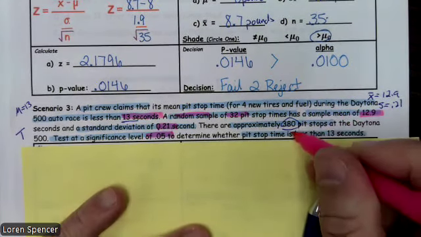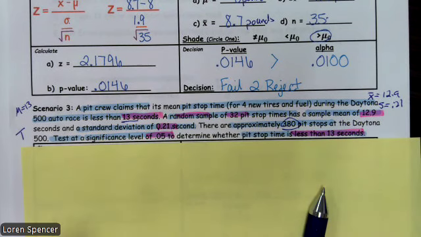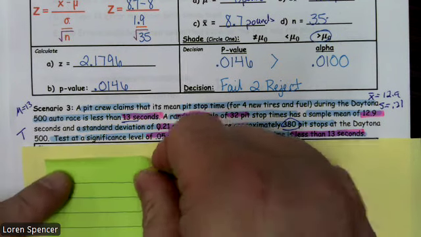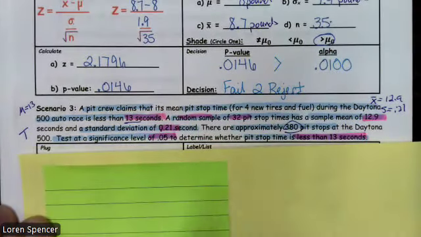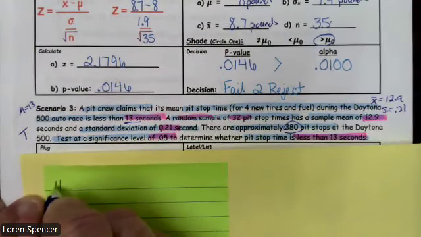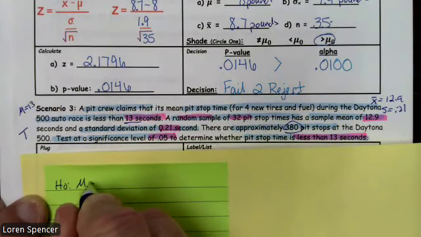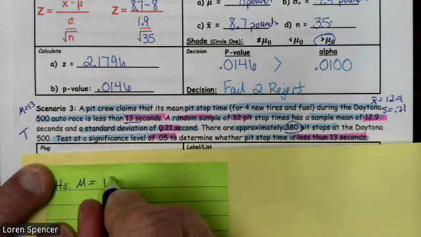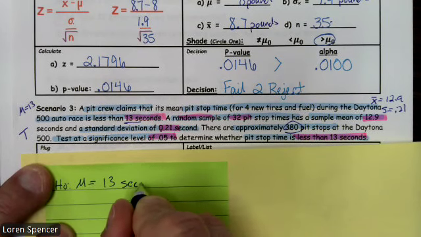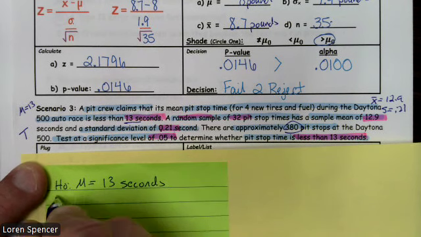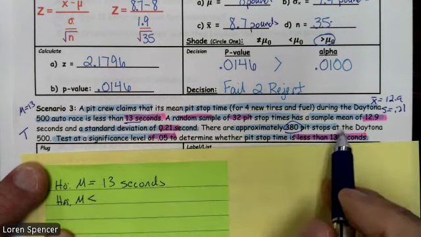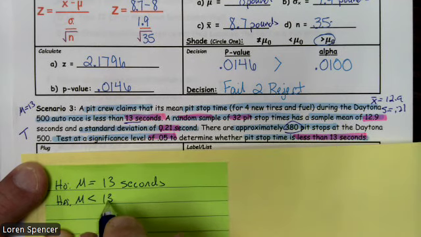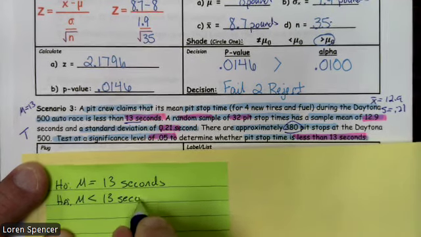So based on the less than 13 seconds, let's go ahead and write our null and alternative hypotheses. So the null hypothesis is H0. Remember, the null is always an equal. Mu equals 13 seconds. The alternative is mu, they said less, so less than 13 seconds.